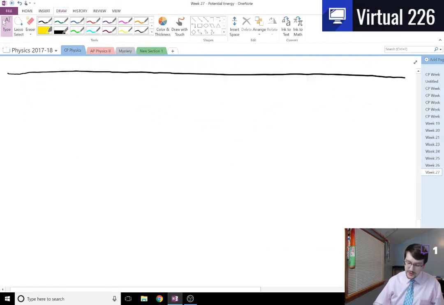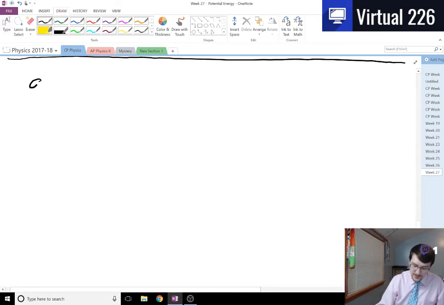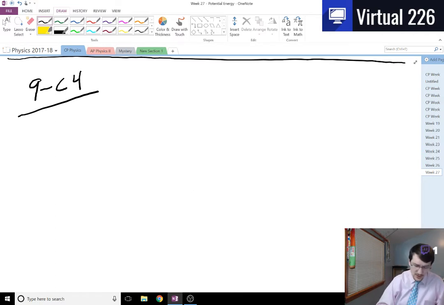What we're going to do here is use this in more of a problem. These are the 9-C4 questions of our unit. This is where we have some spring that is being compressed or stretched out by some amount, and we'd like to figure out how much energy we've stored in that spring. So we're just going to do number 1 of the 9C4 problems.